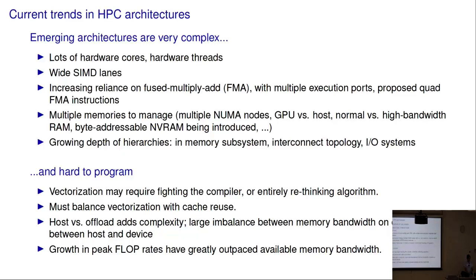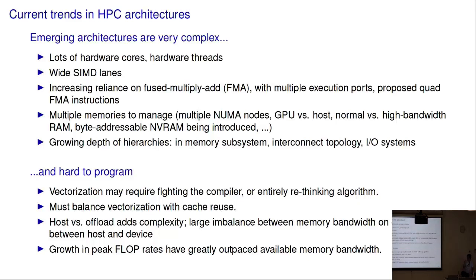You've been hearing a lot about vectorization the past couple years. Intel's done a real PR blitz on this. But vectorization, at its best case, often requires fighting the compiler. In the worst case, you have to entirely rethink your algorithm. And when you do all this, you also have to make sure to balance the vectorization with cache reuse. Sometimes people get so wrapped up in making their code vectorized that they forget they're doing some loop transformation that starts blowing out their cache, so they get no benefit from all their vectorization work.